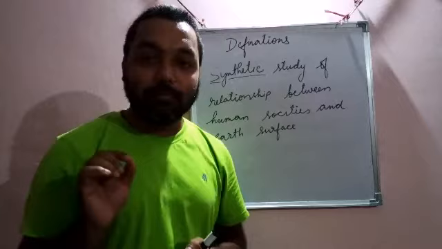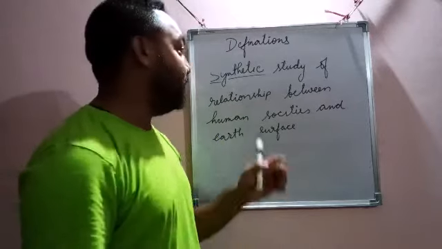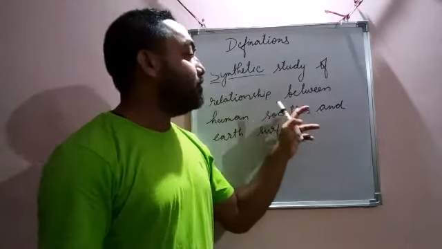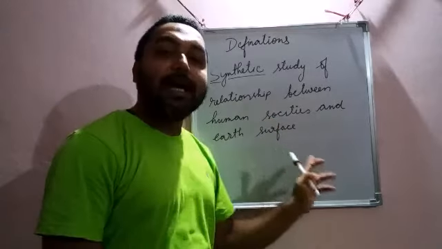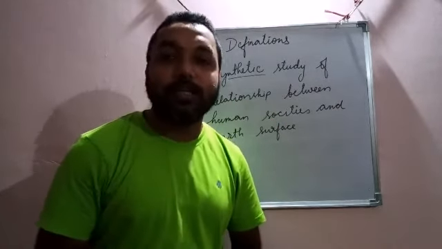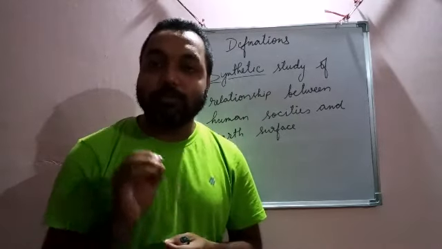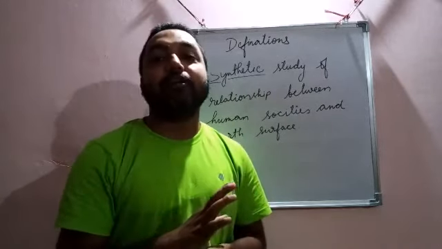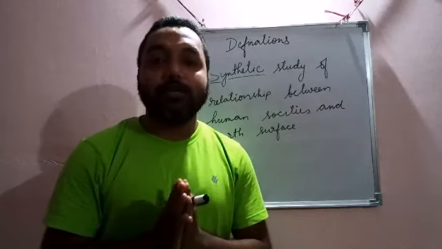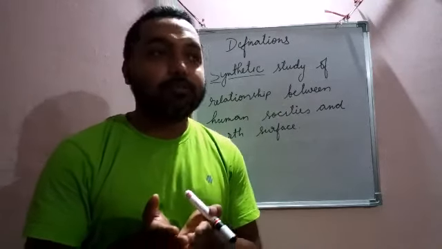That is the most important word. Now, the relationship between human societies and the earth's surface is what we need to study in the next part. The type of relationship between human beings and the environment is a very important relationship, the type of relationship that we find.